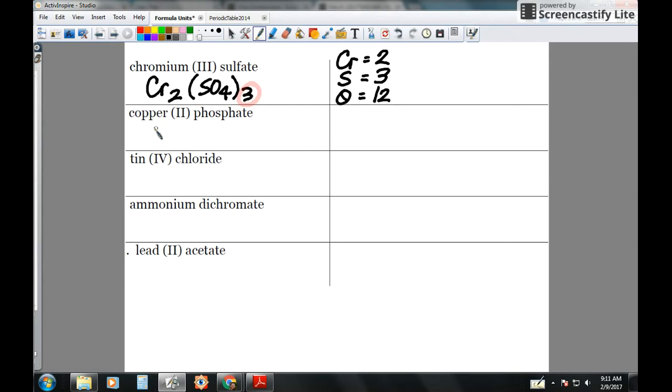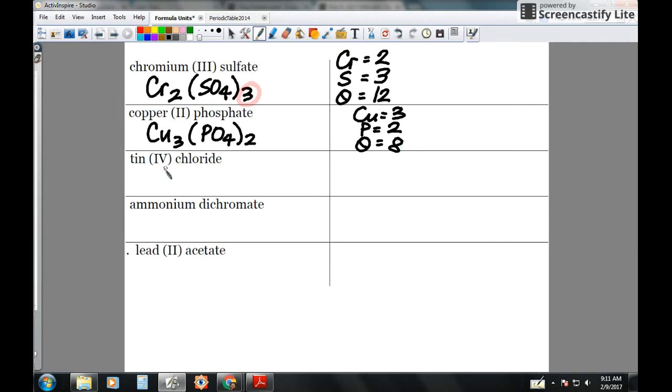Let's take a look at this formula. This is copper 2 phosphate. The formula is Cu3(PO4)2. Again, check your notes to figure out why that's the correct formula. Hopefully you can now figure out that there are 3 copper atoms in that formula. Hopefully you're more familiar with it now, and you know that there are 2 phosphorus atoms in that formula. This is the trickiest one. There are 8 oxygen atoms in that formula.